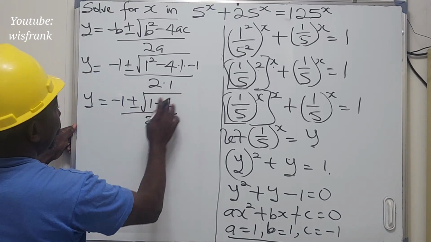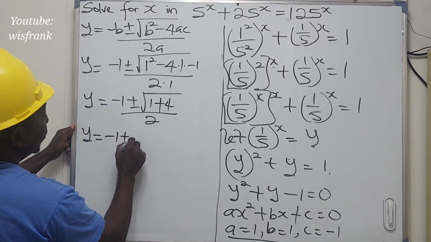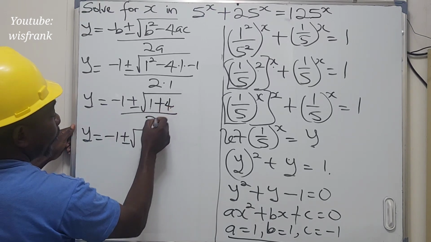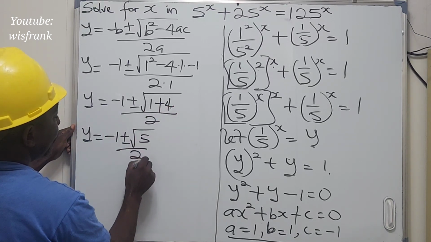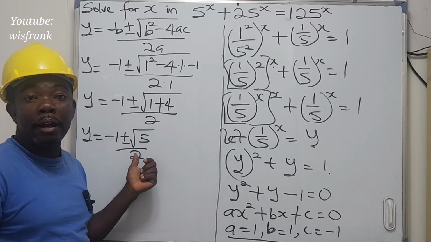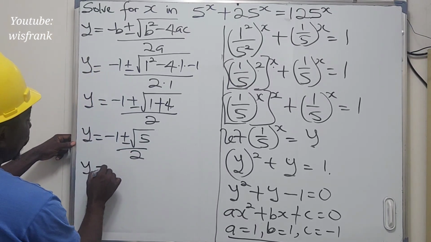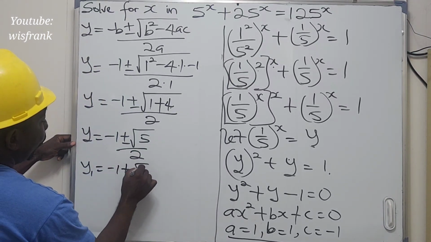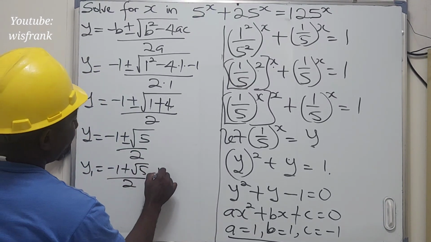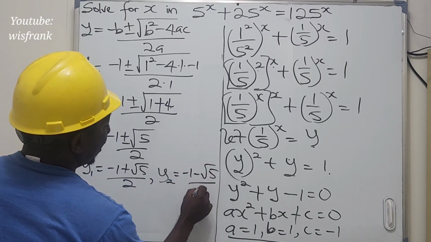times 1, which is 2. So in this case, we have the value of y equals minus 1 plus or minus the square root of 1 plus 4, which is 5, all over 2. So here we have two solutions because we have plus or minus. And it can be written as y1 equals minus 1 plus root 5 all over 2, or we have y2 as minus 1 minus root 5 all over 2.